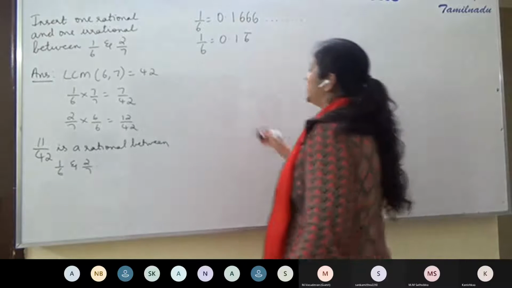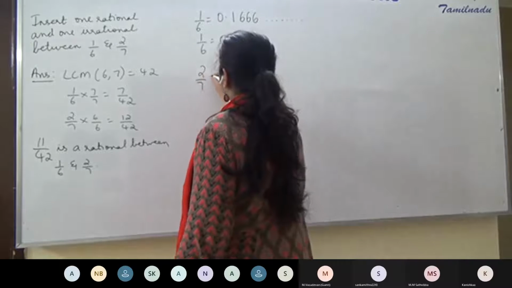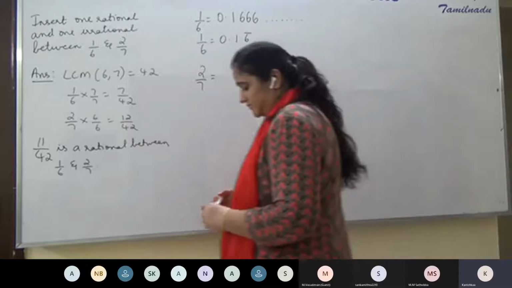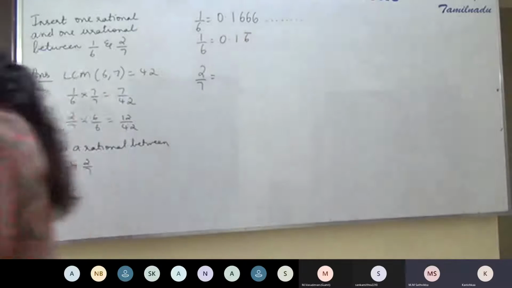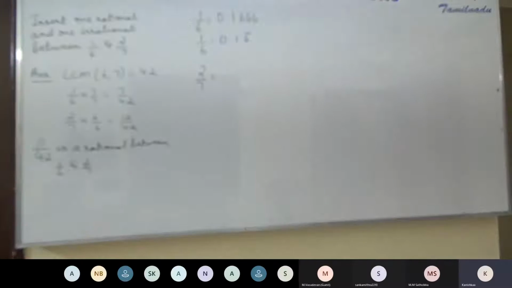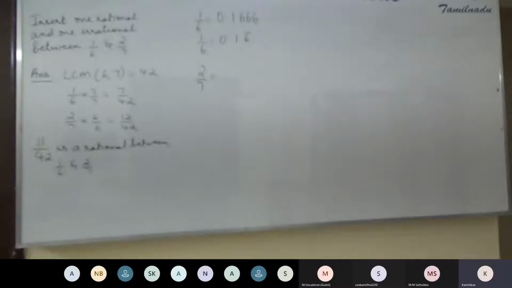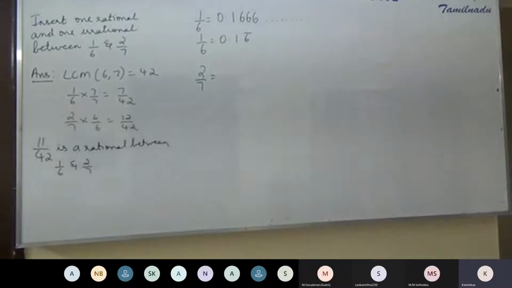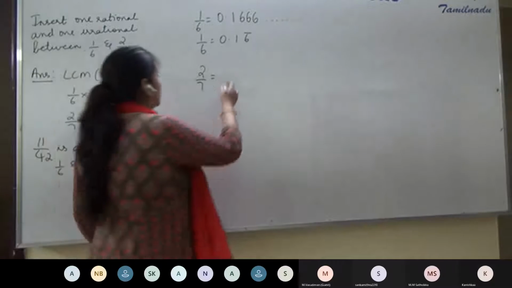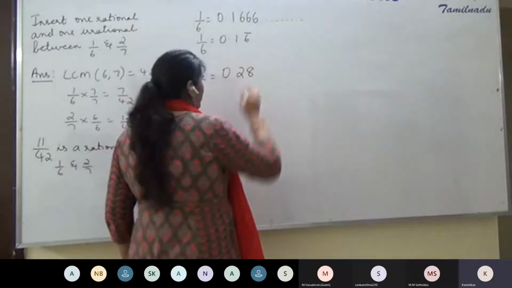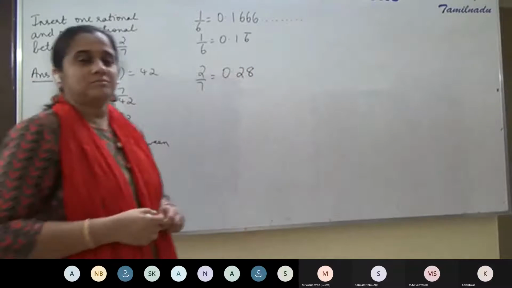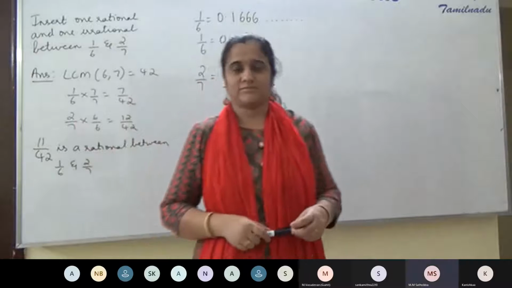All right. Now, similarly, find 2 by 7. Find the decimal expansion of 2 by 7. 0.285. Tell me again. 0.285. 0.28 recurring, ma'am. Yeah, 28. I heard 28. And 5 random numbers, ma'am.